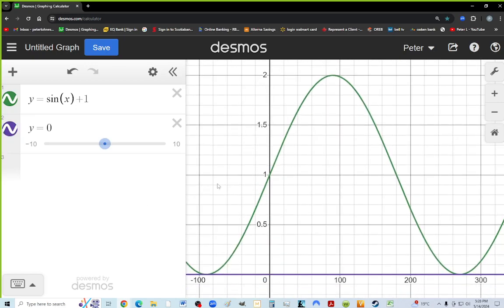But wait a minute. I hate phase shifts. What happens if I use a cosine curve instead?